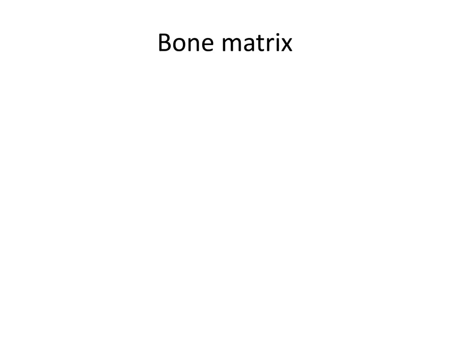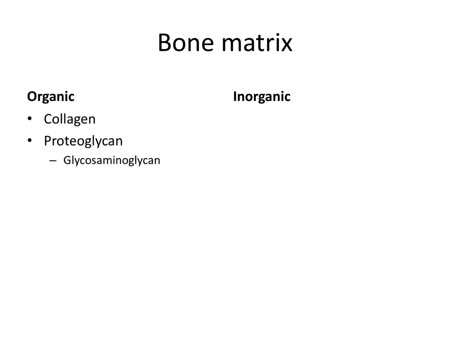Let's talk about the bone matrix. The bone matrix can essentially be divided down into two different types, the organic and the inorganic. The organic is 90% made up of collagen, and the remaining 10% is made up of proteoglycan and glycosaminoglycan. Whereas the inorganic is made up predominantly of calcium and phosphate, although there are a few other trace minerals within there.